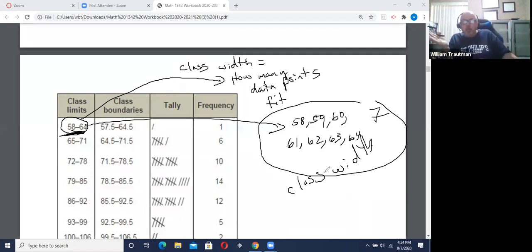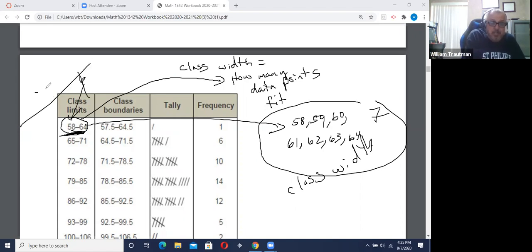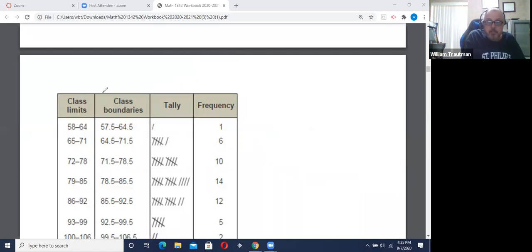So that's another way of doing it. Look at all the pieces of data that fit in the limits, and there are 7. People make mistakes by subtracting the class limits. If you subtract the class limits, you only get 6, and that's wrong. You can subtract the boundaries and get 7. The class limits, you have to subtract successive class limits, upper or lower.